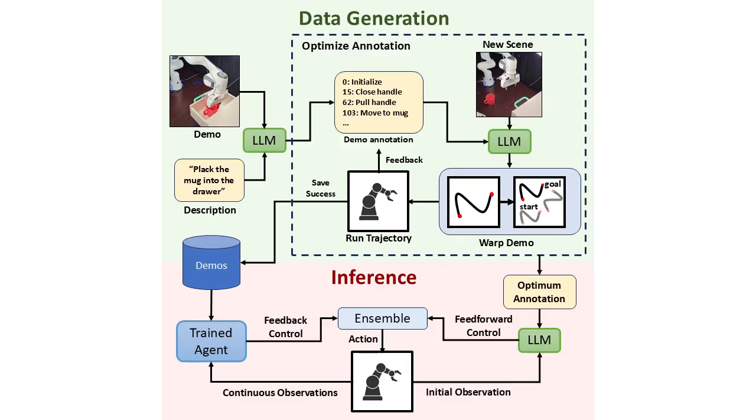Additionally, during the LLM annotation phase, we can optimize the demo annotation used by the LLM, significantly improving the data generation success rate. Thanks to this optimization, by the end of the data generation process, we have an optimized demo annotation that can be used to generate a fairly successful LLM-based feedforward policy to be used in addition to the trained imitation learning agent during inference.